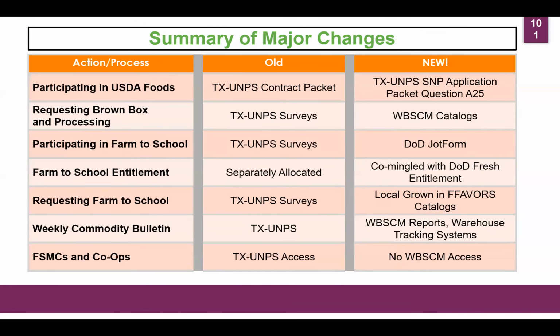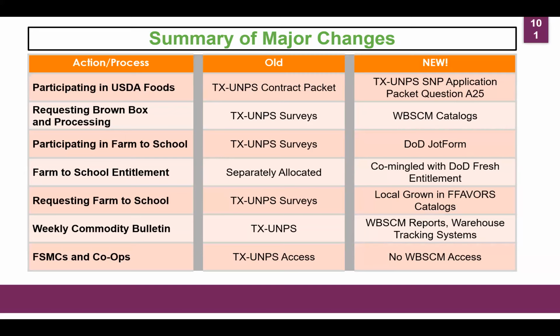So let's take a look at this page. Before, when you wanted to participate in USDA Foods, you filled out a contract packet. No longer will you do that. Instead, you just have to make sure that each year in July, when you first fill out your application packet, you're answering yes to A25. That's just saying, yes, I want to participate in USDA Foods. That's all you have to do. And then when you want to request brown box and processing, before that was part of TXUMPS surveys. Now it is all done in WebSCM catalogs.